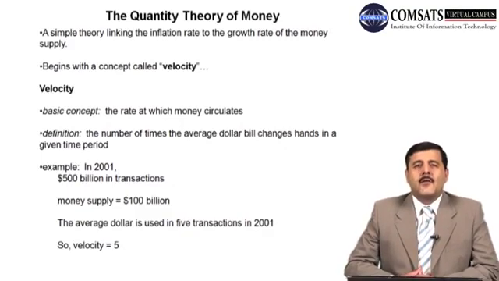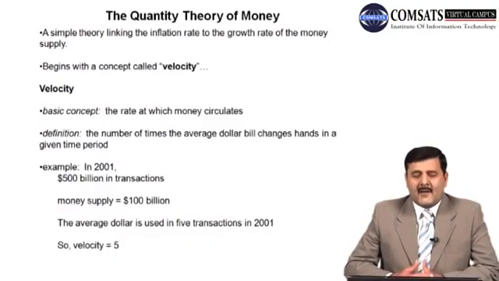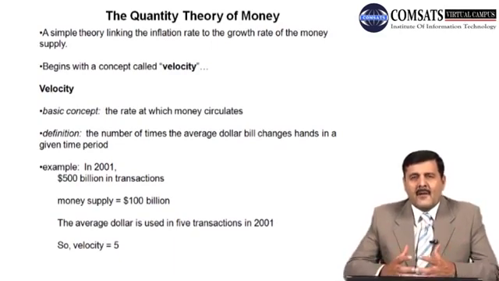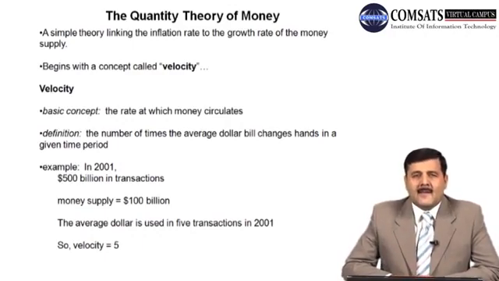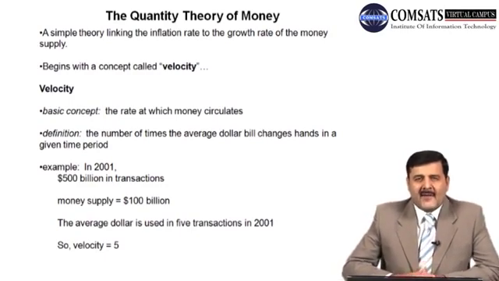Now to explain this theory, we begin with the concept of velocity, not elasticity. Now what is velocity? It is the rate at which money circulates in the economy. This is the rate at which money moves or circulates in the economy. Now the definition: it is the number of times the average dollar or rupee changes hands in a given time period. Now we can explain this velocity concept with the help of an example.